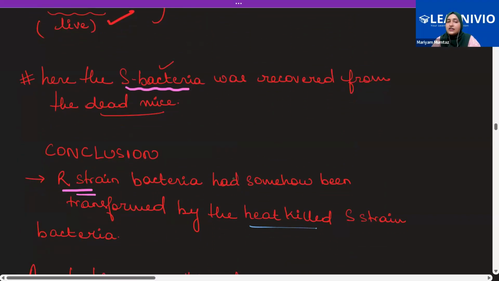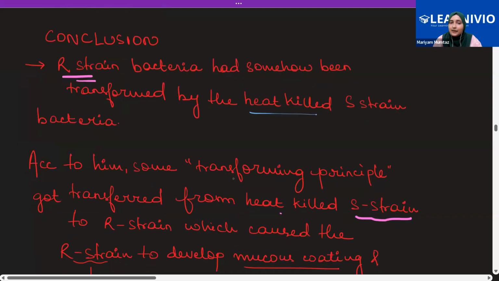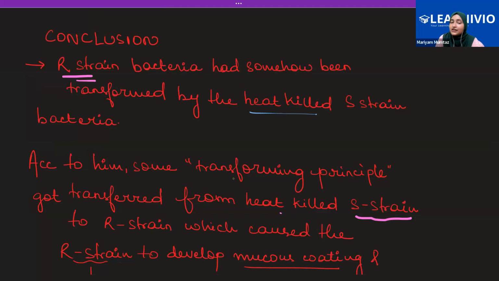And when he saw the dead mice and did the mice's culture, he saw that S bacteria was found instead of R. So the conclusion he came to was that the R strain bacteria had somehow been transformed by the heat-killed S strain bacteria. And he said there is some sort of transforming principle that is changing the non-virulent into virulent.